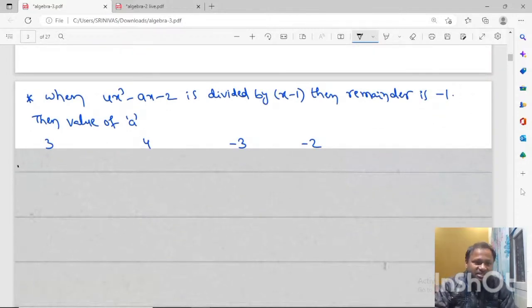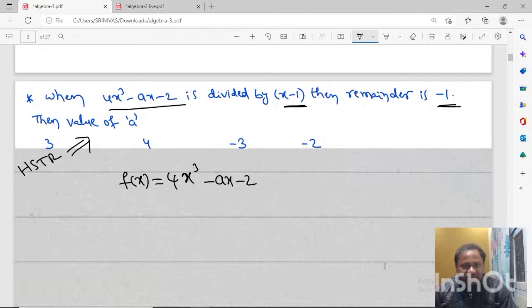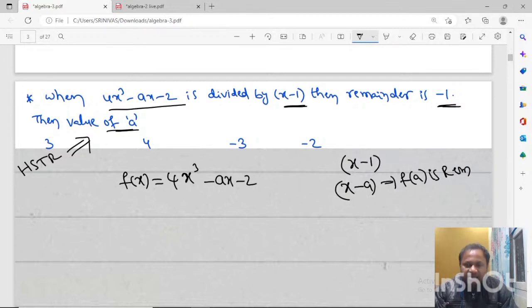This is a previous HSTR question. See the problem. When f of x is equal to 4x cube minus ax minus 2 is divided by x minus 1, then the remainder is minus 1. Then find the value of a. This is the question. So, x minus 1, x minus a, that implies f of a is the remainder. So its value is minus 1. So, what will be the answer? Yes, the answer is coming as 3.